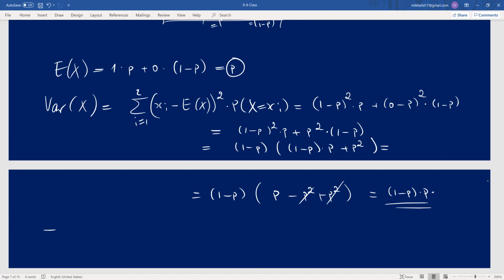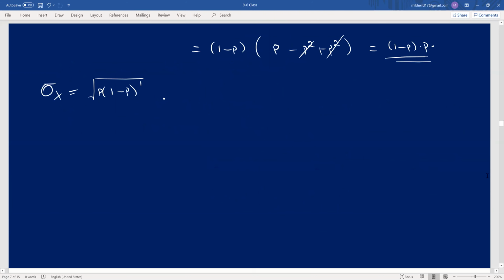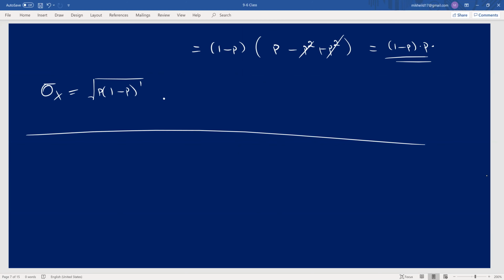So then the standard deviation of x will be square root of p times 1 minus p for the Bernoulli random variable. So we completed chapter 2.